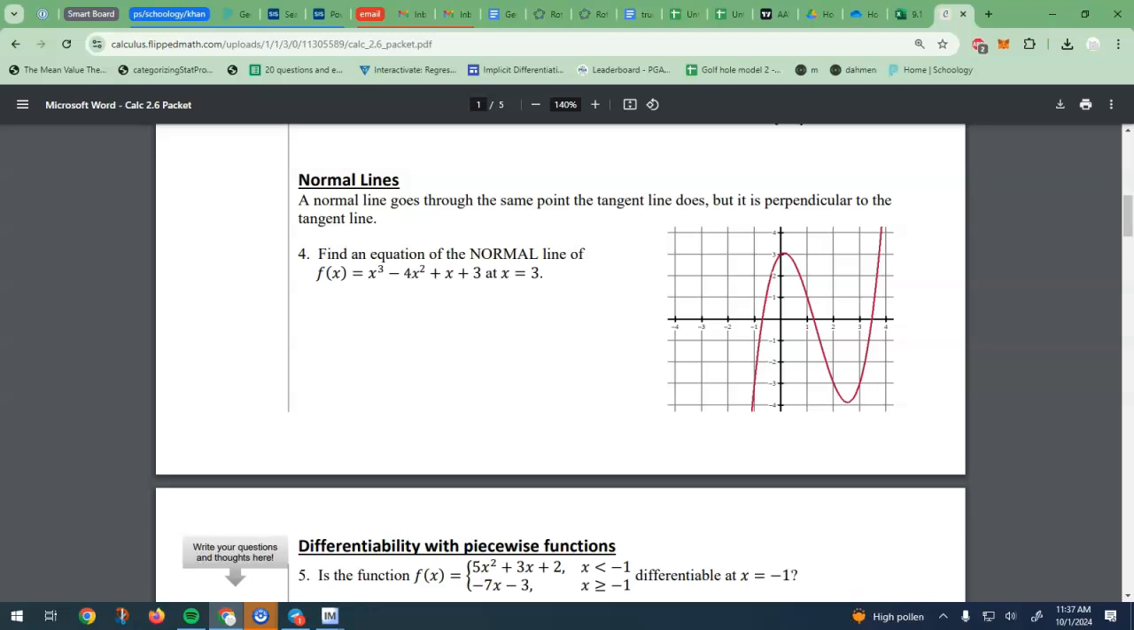So I get 4, but that's the slope of the tangent line. That's the slope of the circle. We're looking for completely perpendicular to the circle. So you flip the slope and you change the sign. So this 4 turns into a -1/4. And that would be the equation of the normal line.